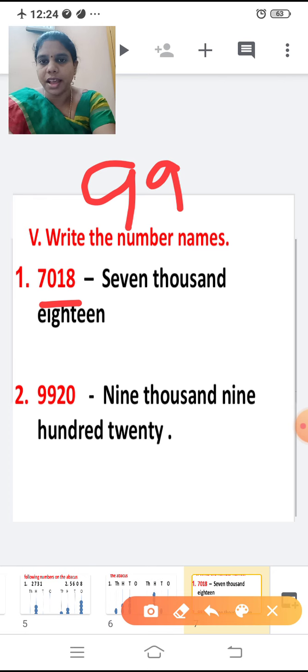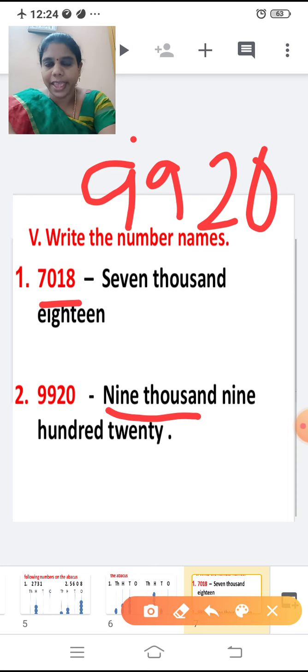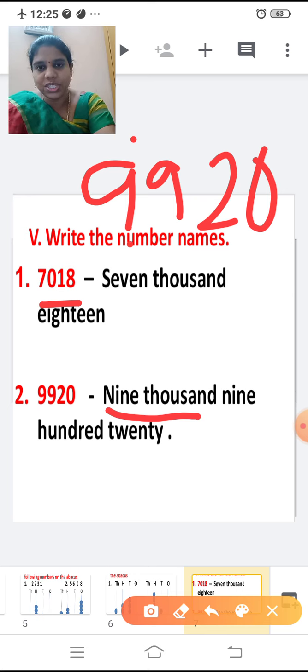9,920. We are going to write the number name for this. Shall we? 9, it is in which place? Thousands place, right? So write 9,000. N-I-N-E 9,000. T-H-O-U-S-A-N-D. 9,000.